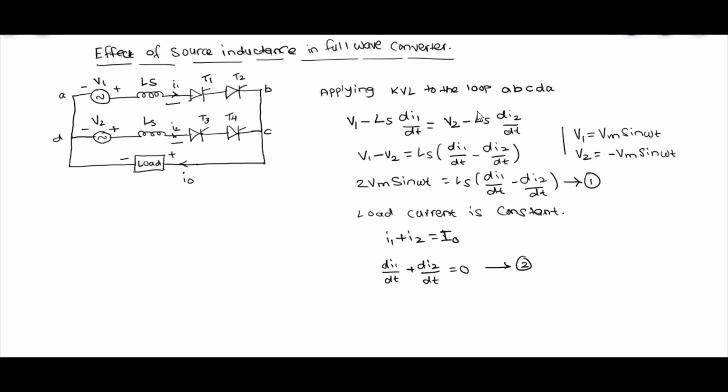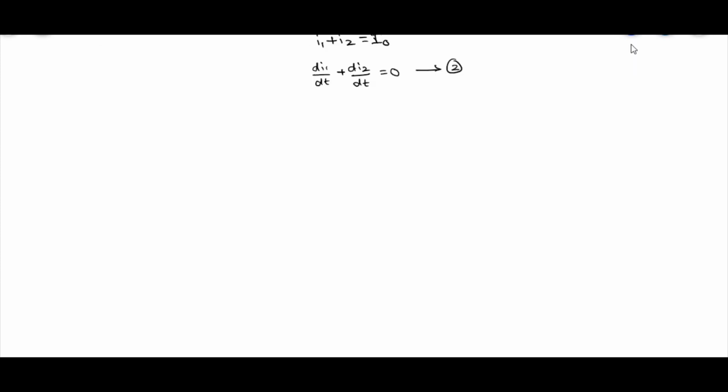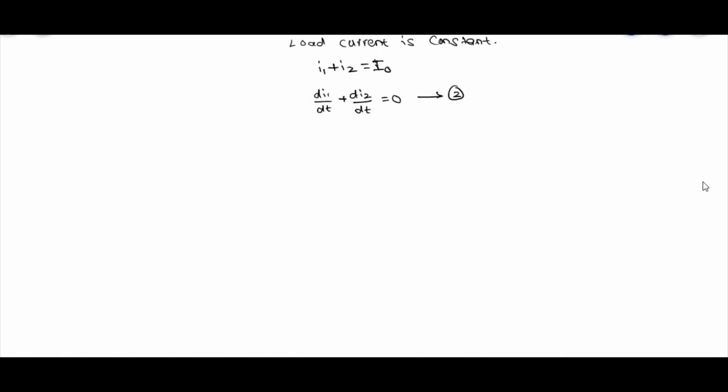Okay, now you have equation 1. So how can you write equation 1 in terms of di1 and di2? di1 by dt minus di2 by dt will be equal to 2Vm by Ls into sine omega t. Number this equation as 3, right?